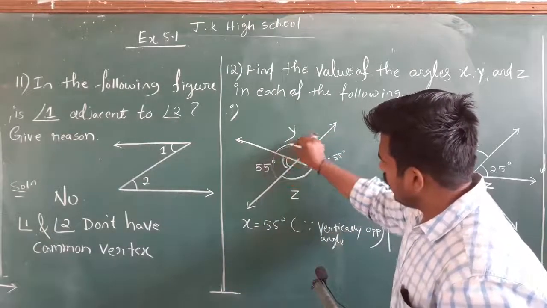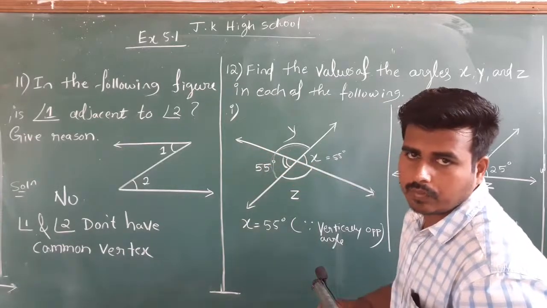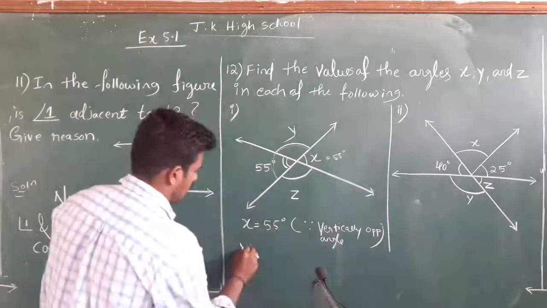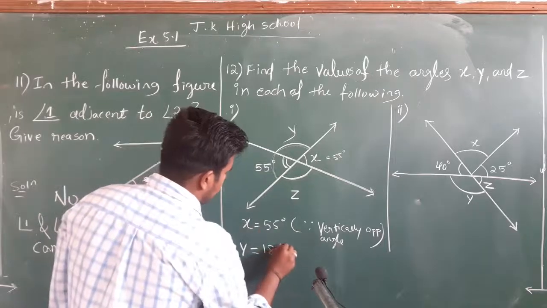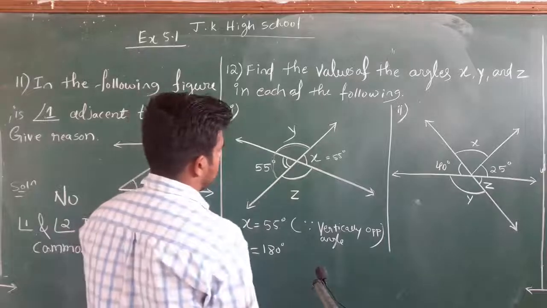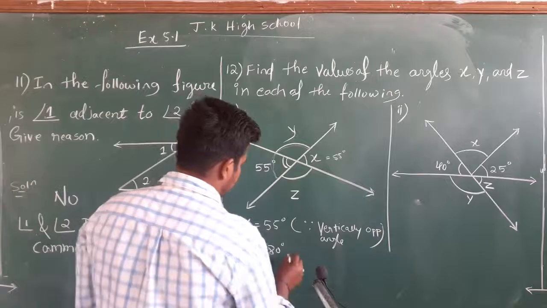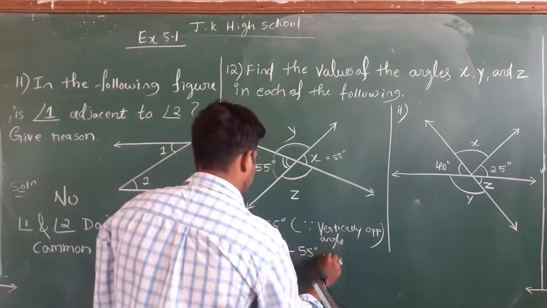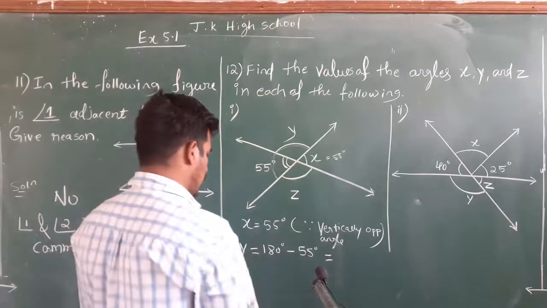If in this complete 180 degree, 55 is covered, how much is the remaining? How much is given? 180 minus 55, no? Therefore, y is equal to 180 degree minus 55 degree. How much? 180 degree minus 55 will give you how much? 125.